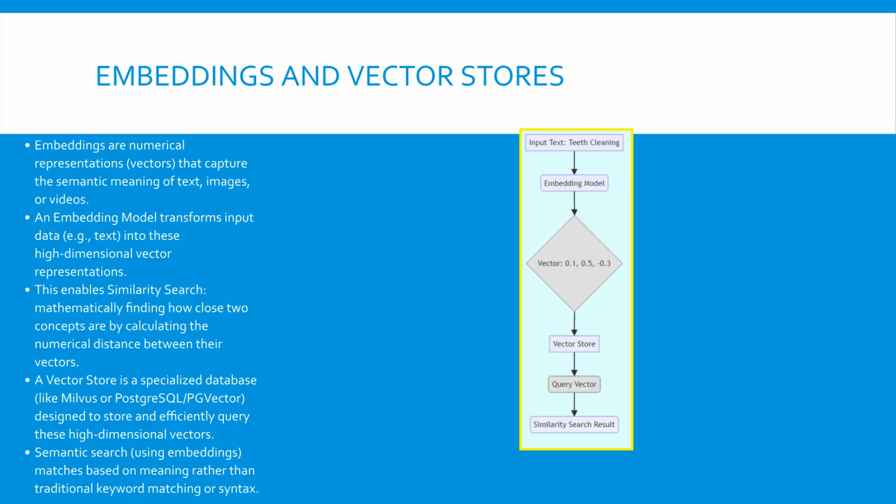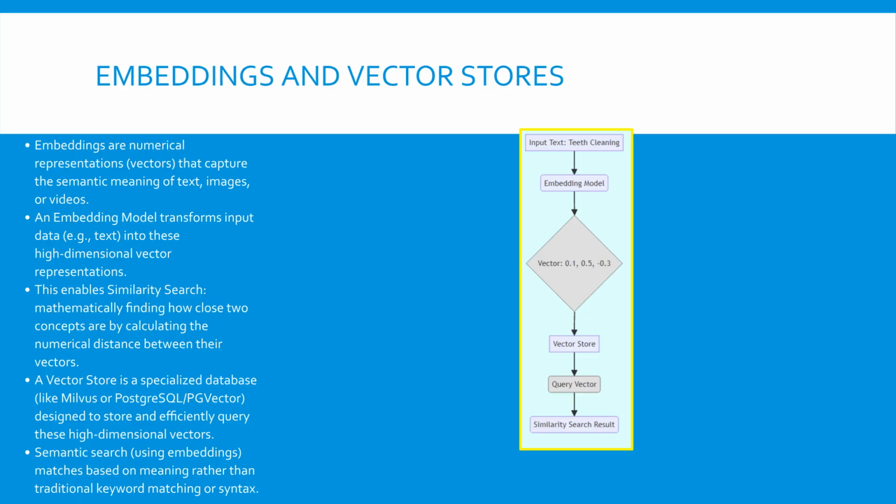This diagram shows the process of turning text into a searchable numerical format. Input text, for example, the query teeth cleaning, is passed to the embedding model. This model outputs a numerical vector, which represents the meaning of the text. This vector is then stored in a specialized database, the vector store. When a user query comes in, it is also converted into a query vector.